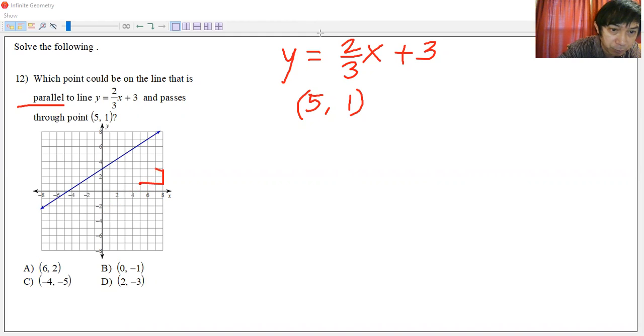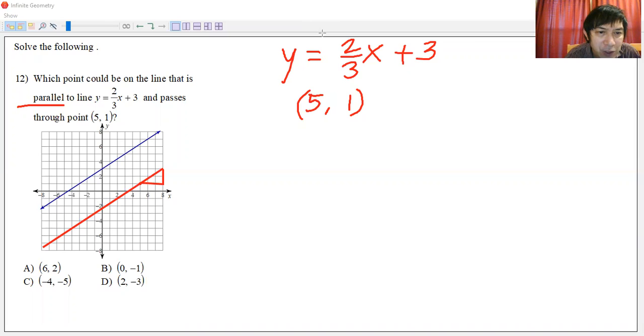Okay, let me try again. Let me draw the line properly. All right. It must have the slope 2/3. Okay, 2/3, and then 2/3, like that. You can see many 2/3 there. 2/3 and then 2/3. All right. And so let us find our point.